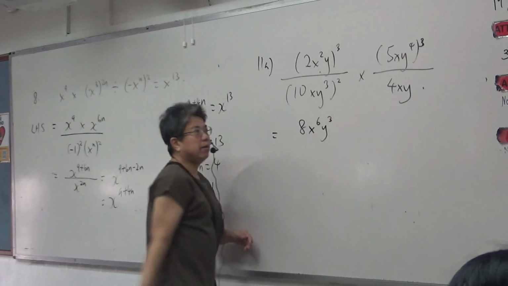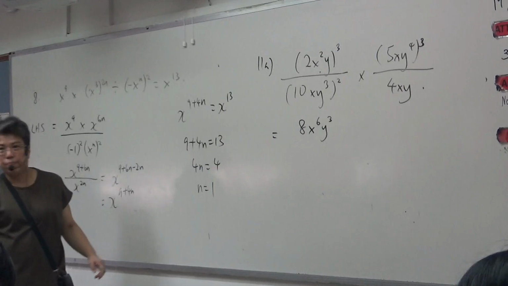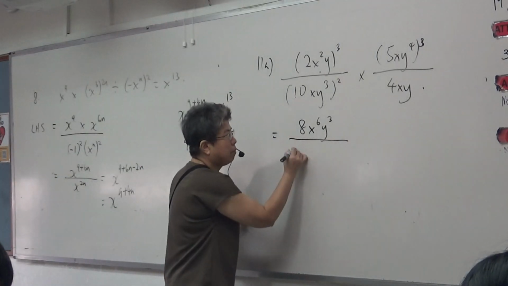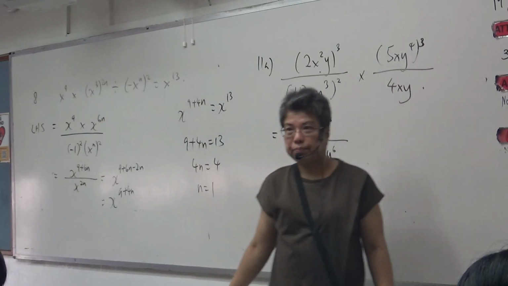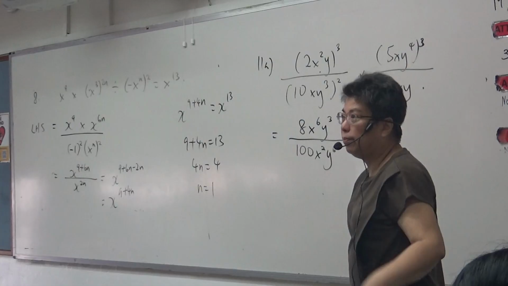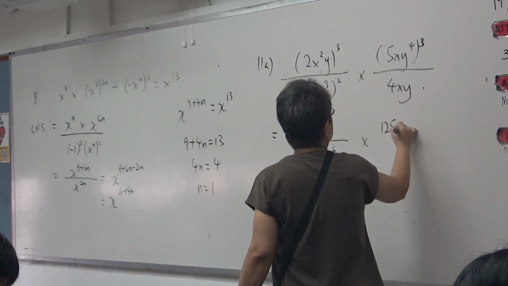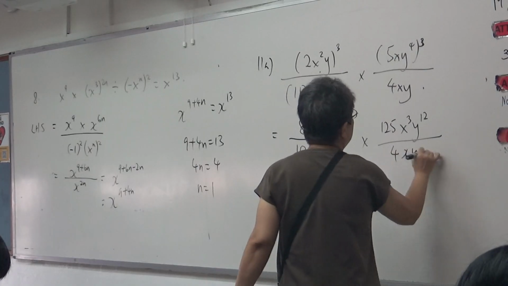8x^6 y^3, right? The first numerator, correct? Over what? 100x^2 y^6, right? The answer. What's twice the power of 3? 1, 2, 5. Very good. x^3 y^12 over 4xy.